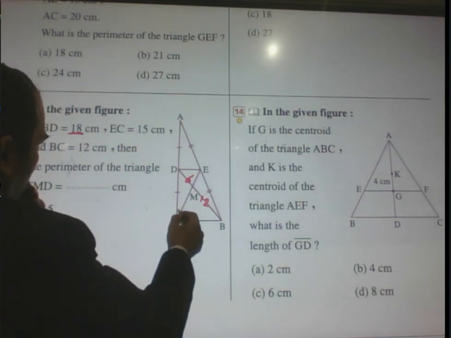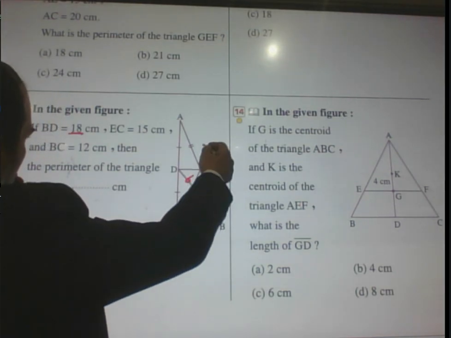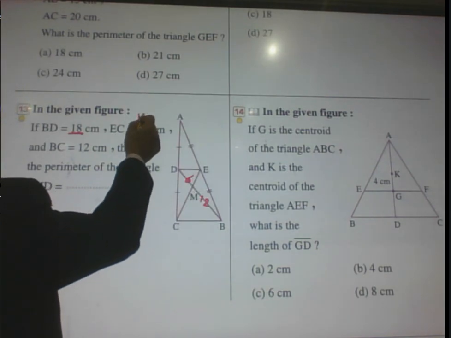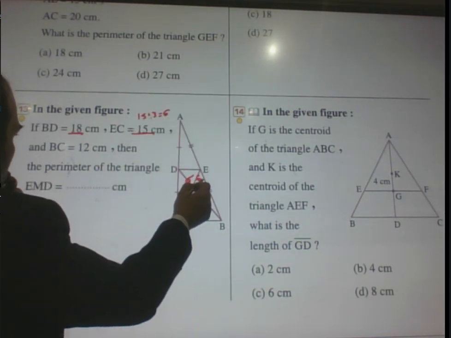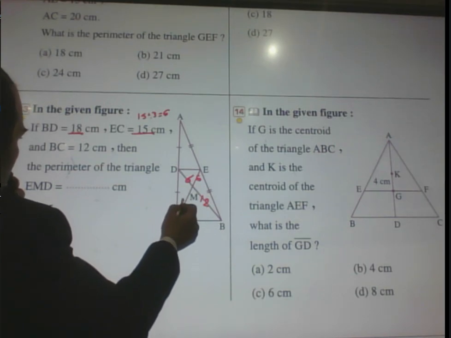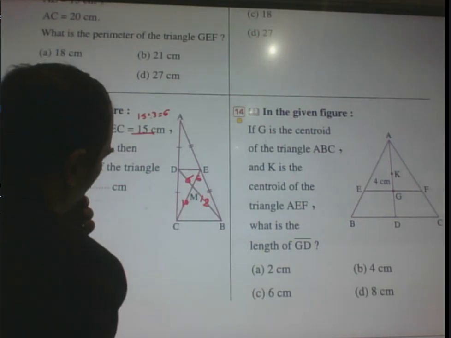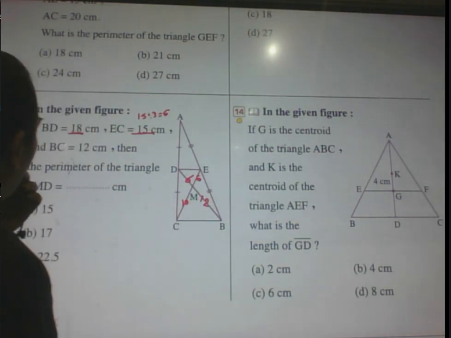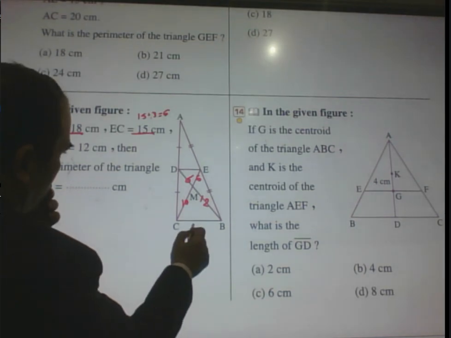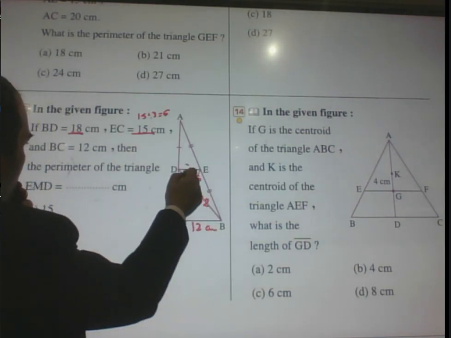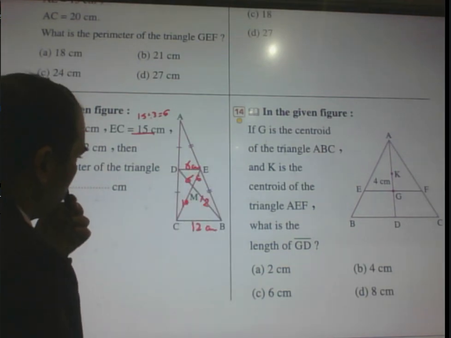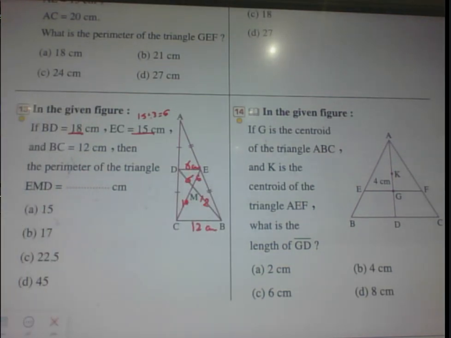EC, look at here. EC is also a median. 15, we can divide 15 by 3 equals 5. Then the length of the part to the base will be 5. And from M to the vertex, 5 plus 5 equals 10 centimeters. MC is 10. And BC is 12. BC here was 12 centimeters. Then ED will be half of 12. It will be 6 centimeters.